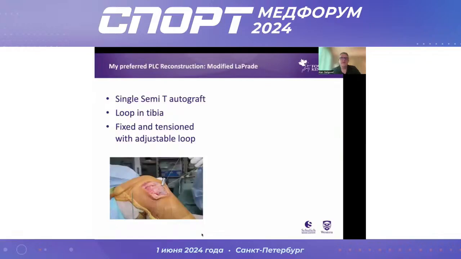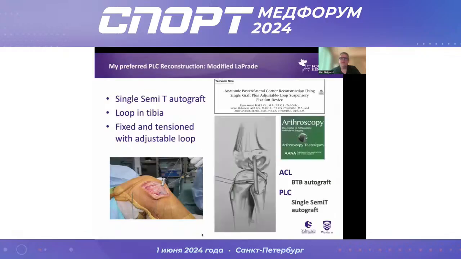The posterolateral corner reconstruction is what I describe as a modified LaPrade, so it's using exactly the same anatomic landmarks, but it's using a single semitendinosus autograft with a loop in the tibia. We published this, and it's been published in Arthroscopy Techniques, and you can look that video up and watch it by yourself.